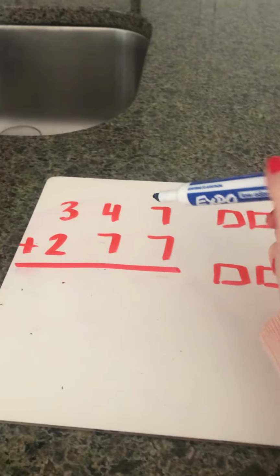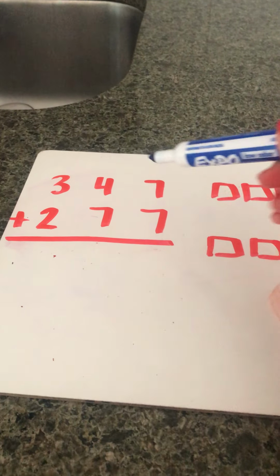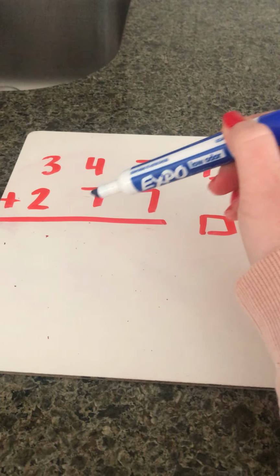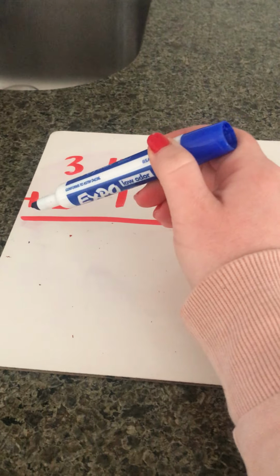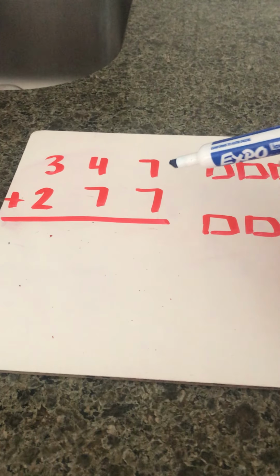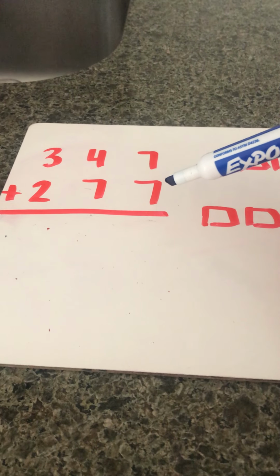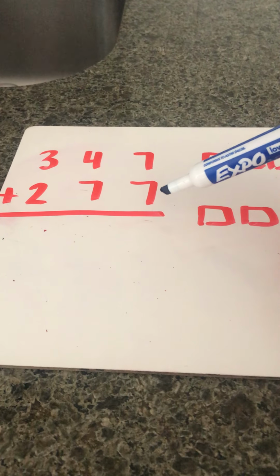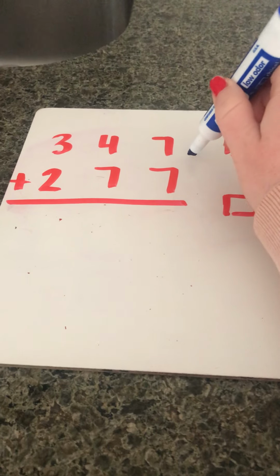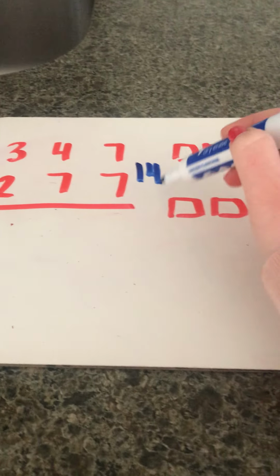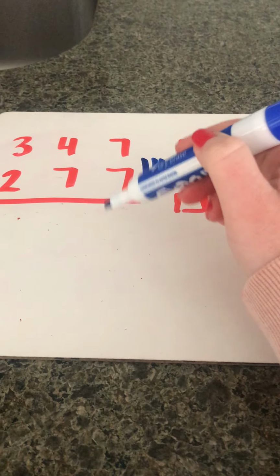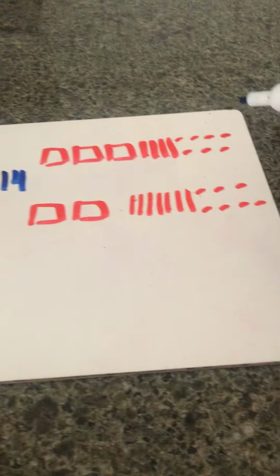So my problem is 347 plus 277. I know I'm adding because I looked at my sign. Now I'm going to look at the numbers in the ones place first, like I always do. 7 plus 7, that's a doubles fact. That equals 14. But 14 is greater than 9, so I know it's not going to fit down here. Let's go over and look at my model.